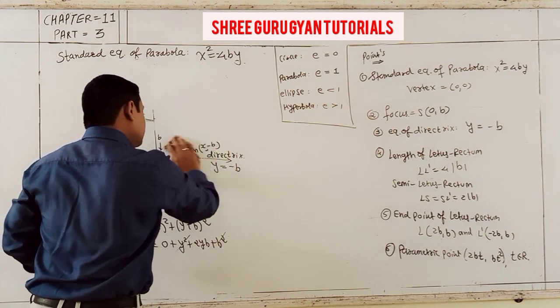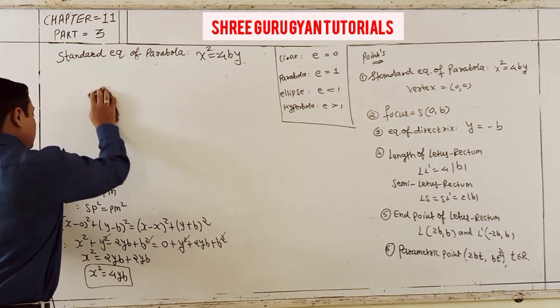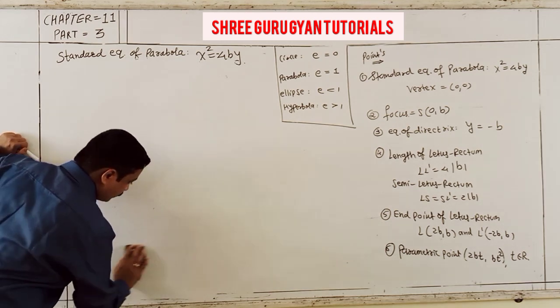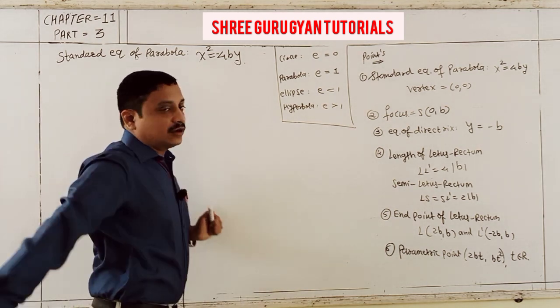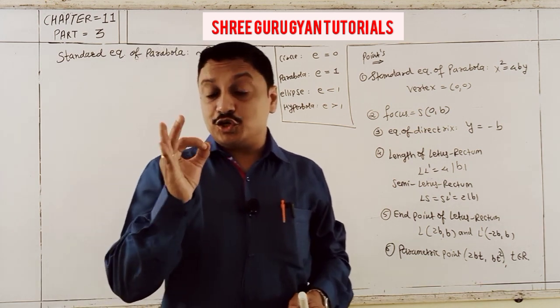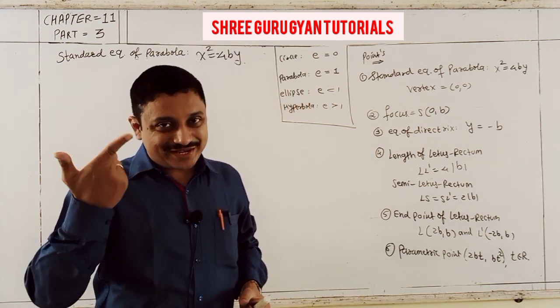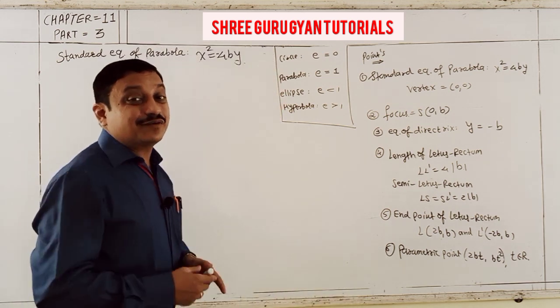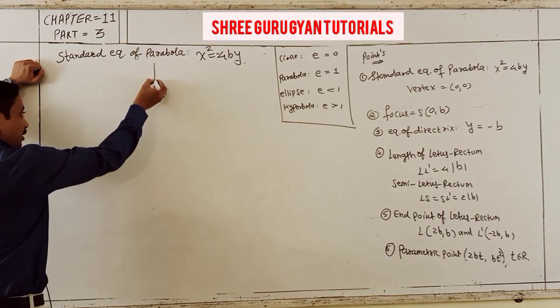Fourth case, the negative side of the y-axis. Again the parabola's eccentricity is only 1, and what does eccentricity mean? The ratio of SP to PM is equal to 1, and that ratio is called eccentricity. Now I go to point number 4.